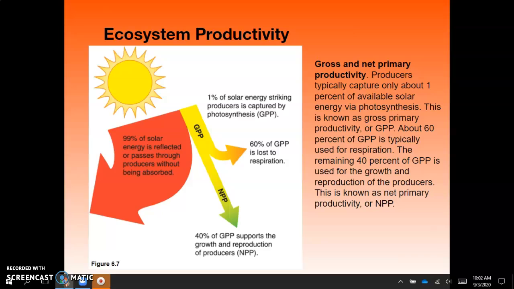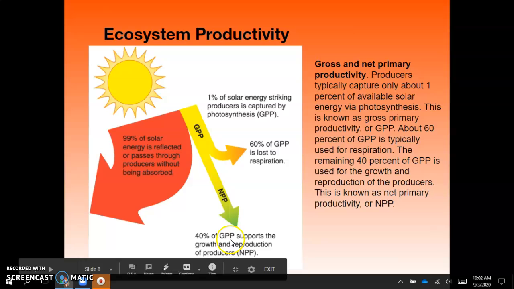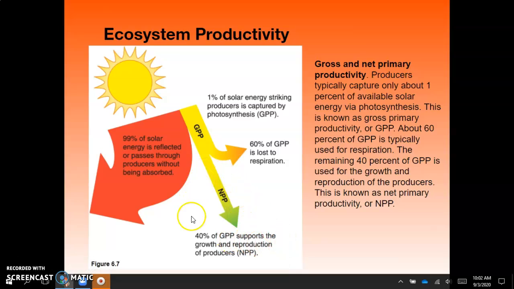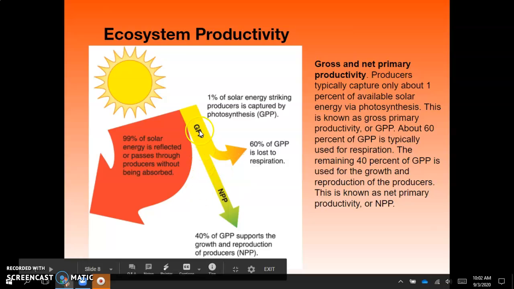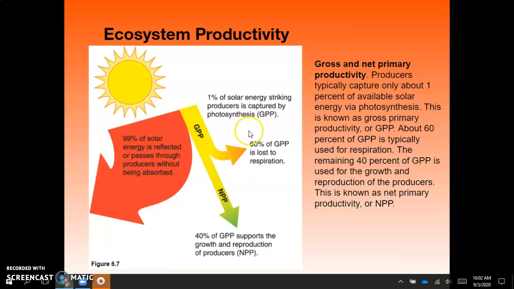The remaining 40% is used for the growth and reproduction of the producers, and this is known as net primary productivity, or NPP. So again, this radiation falls to the earth. The GPP, 60% of it is lost to respiration, and then your net primary productivity, about 40% of GPP, supports the growth and reproduction of producers. So again, our net primary productivity is the GPP minus the energy from respiration.